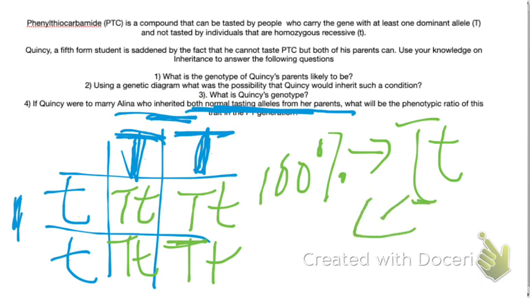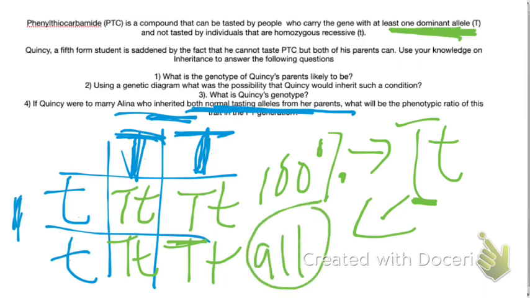If one big T, one dominant allele, is enough to actually taste PTC, all the children they have, once Quincy is the father, will always be able to taste PTC. Why is that? The dominant allele, once it's present, will always mask that recessive allele from that gene. I hope that was a bit clear. I hope this helps you a little bit.